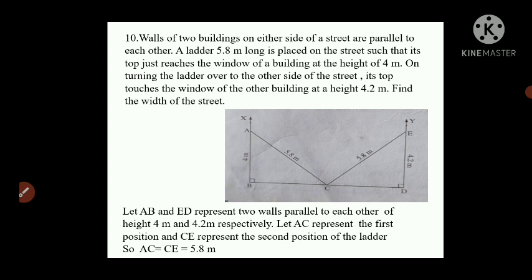Now see, it is said that there is a ladder on the street which reaches the top of the first building, and again it is turned towards the second building, and the length of the ladder is given 5.8. So let AC, now here you got AB and ED as your two walls of the building, and the ladder AC is the first position of the ladder and CE is the second position of the ladder, and the ladder is of same length. So AC is equal to CE is equal to 5.8 meter. Now you have to find the width of the street. That means you have to find BD.